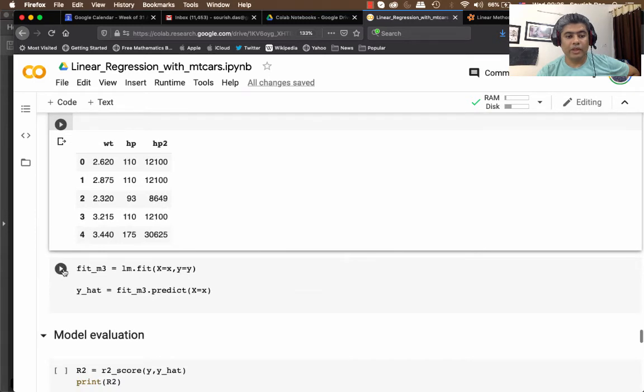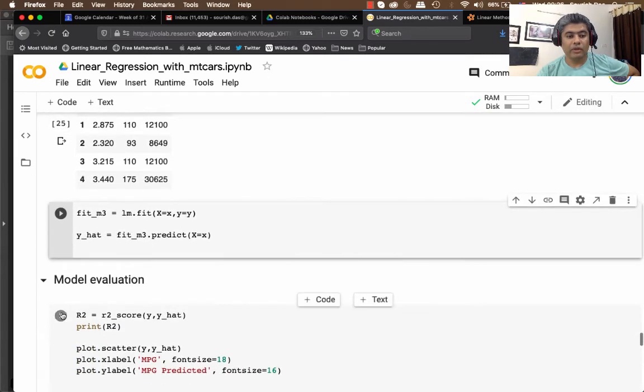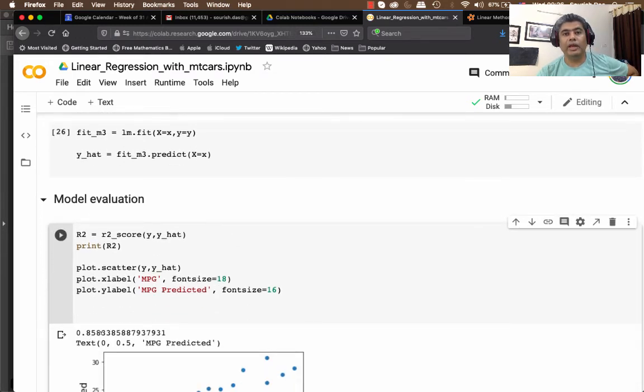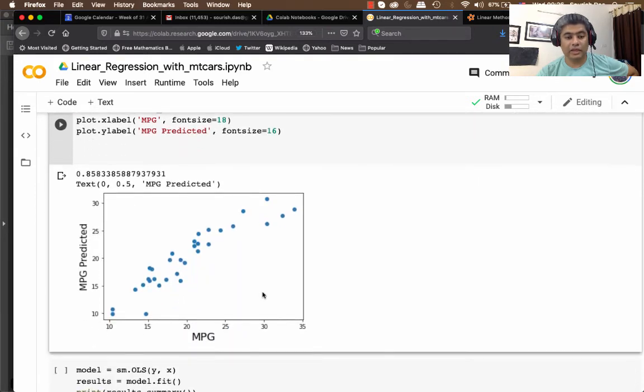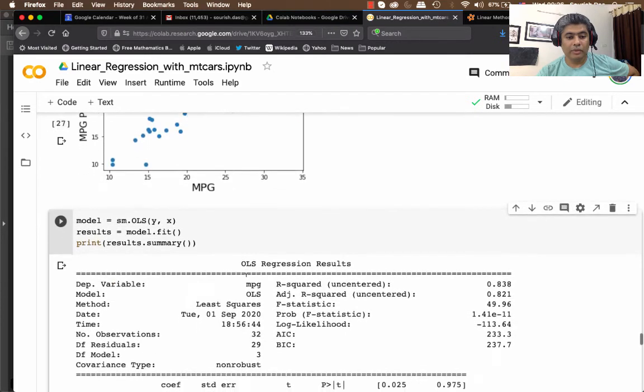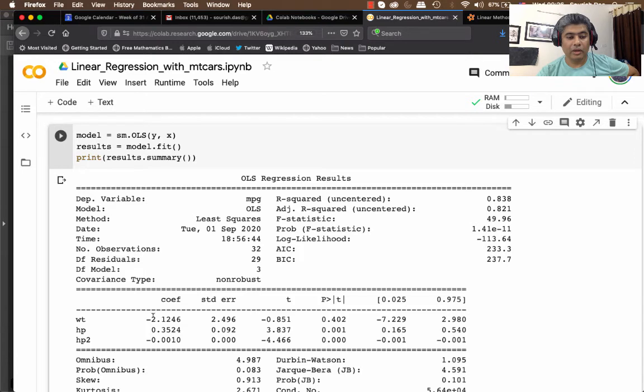So we fit the model again, and if we do the model evaluation, now it has gone up to 85.83%. It's even tighter. And if you do a model summary of that, this is the coefficient of weight, coefficient of horsepower, coefficient of horsepower square. Now for weight, the p-value turns out to be very large. We cannot reject the null hypothesis for weight.